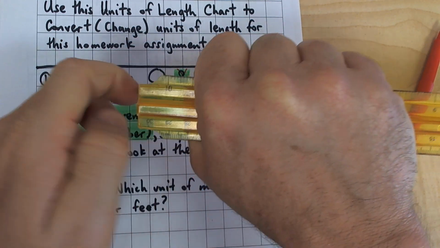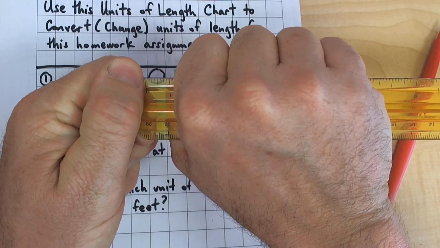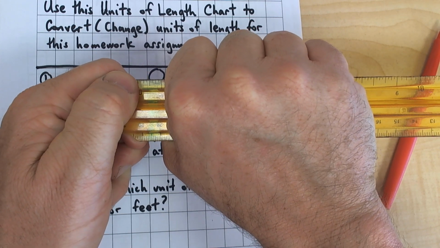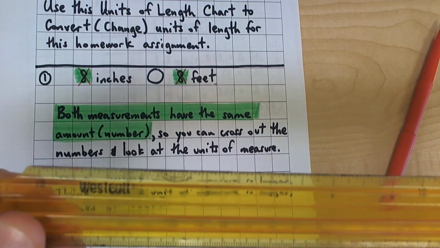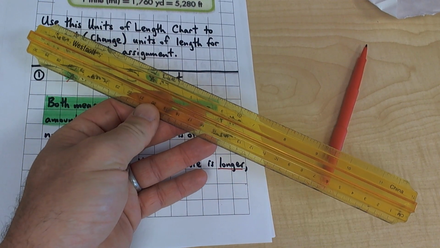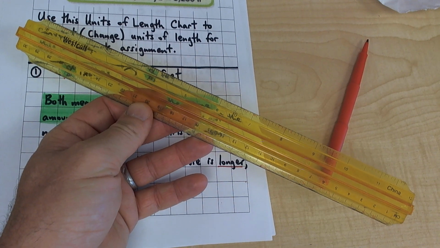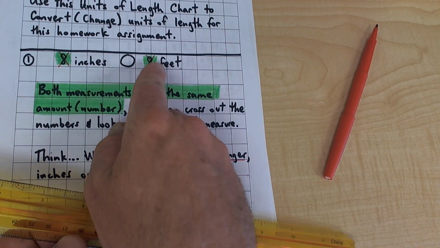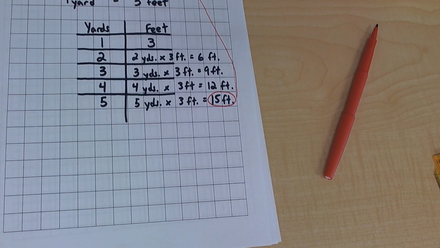This is about how long an inch is, from 0 to 1, the distance between my thumb and my hand. That's about an inch. Okay? Now, this ruler is about a foot. It's not about a foot, it's exactly a foot. So I think you can figure out which unit of measure is longer, inches or feet, for number one. Okay?